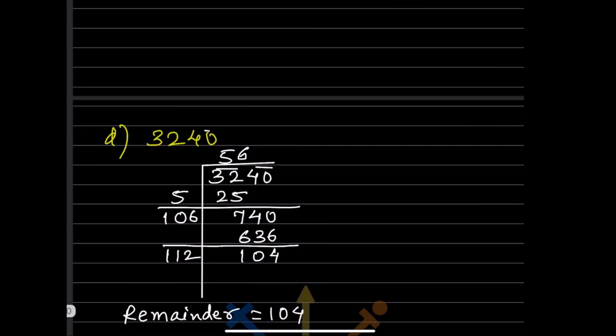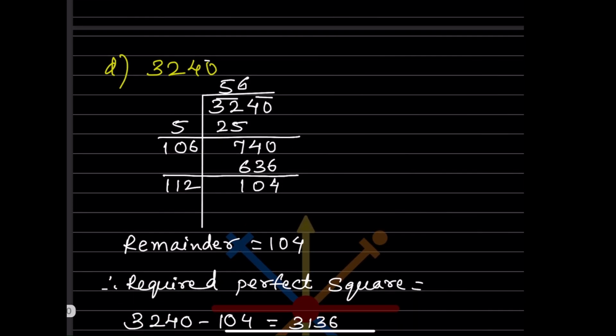So now we will go with the 3240. Again here we are going to pair it first. 5 5s are 25, 6 6s are 36 is not possible, so you'll go 5 5s are 25. So when we add this 5 plus 5, that is going to be 10. So here the remainder is 7.